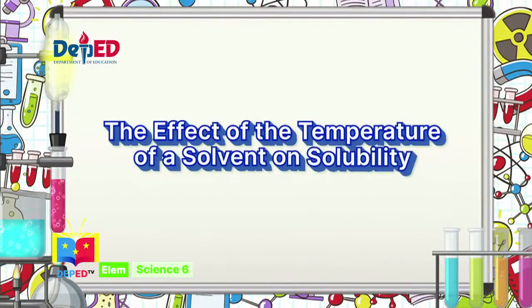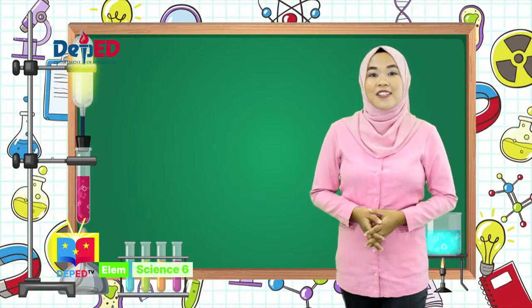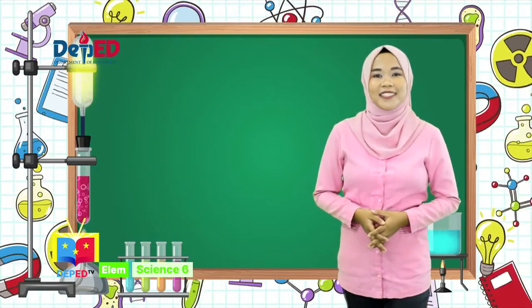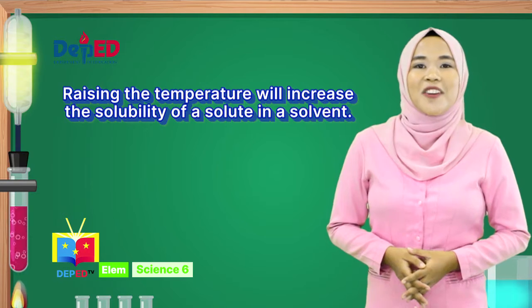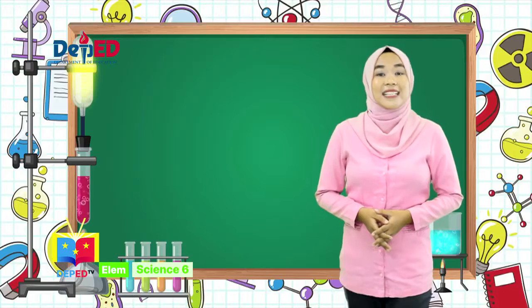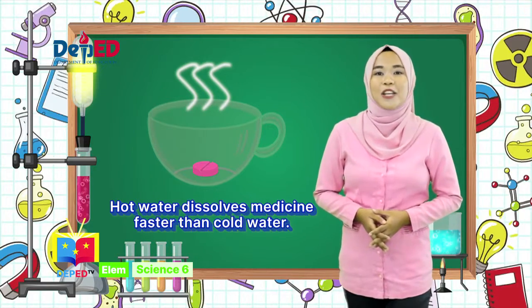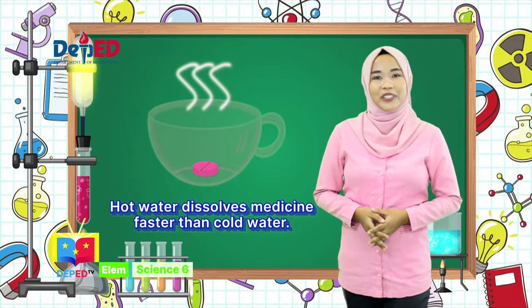The effect of the temperature of a solvent on solubility. Temperature affects the solubility of a solution. Raising the temperature will increase the solubility of a solute in a solvent. Example, hot water dissolves medicine faster than cold water.